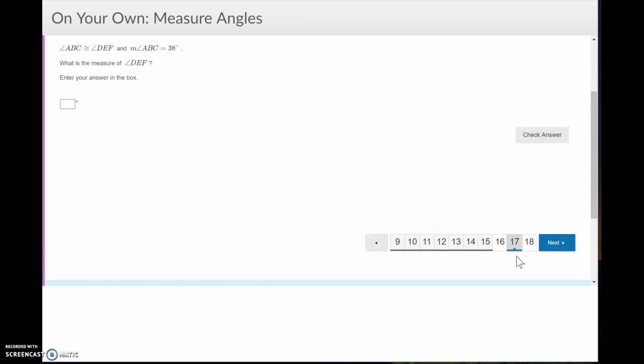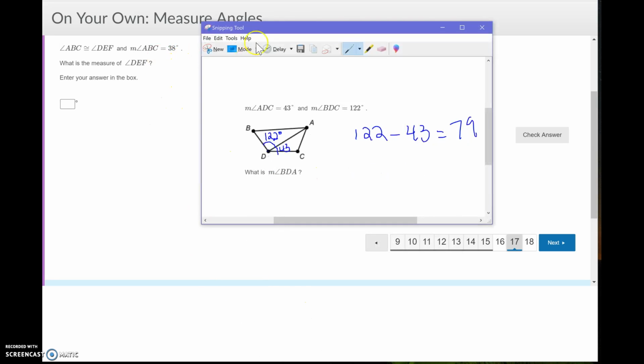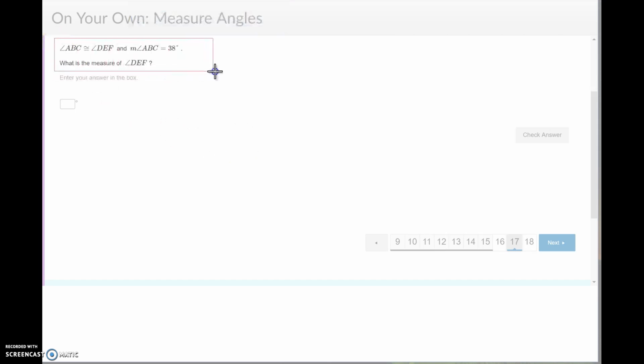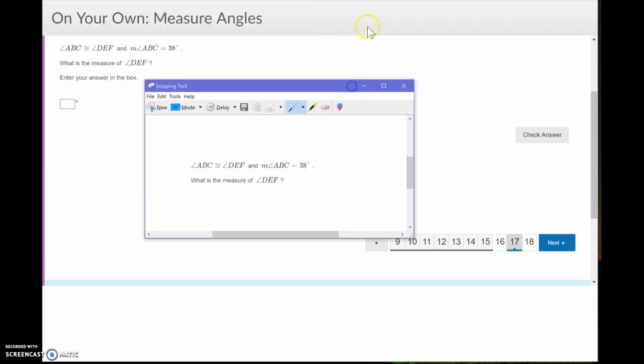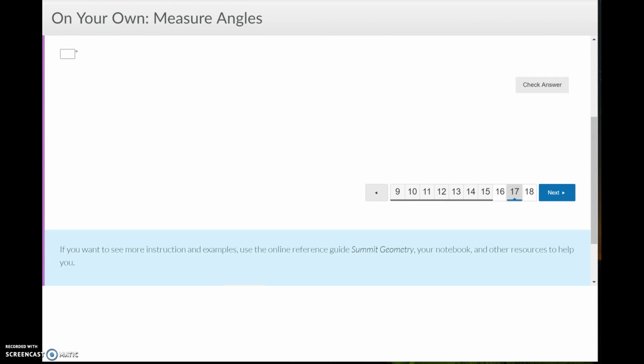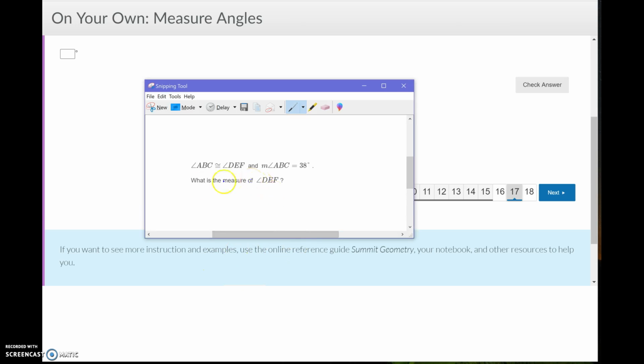That's another one where you measure. All right. Let's do this one. Hang on, am I missing something? Let me make sure I'm not missing. Okay, just making sure. All right, so we have angle ABC is congruent to DEF. Angle ABC is 38 degrees. And congruent means equals. So this one also equals 38 degrees. And that's our answer.